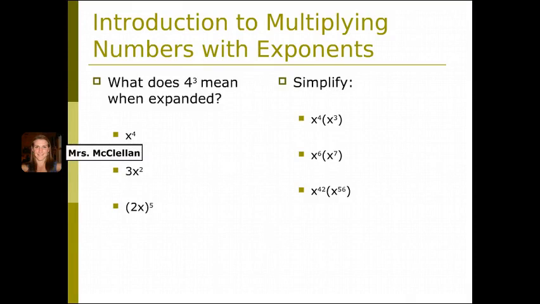Now we're going to talk about multiplying numbers that have exponents. As was said earlier in the lesson, an exponent tells its base to multiply itself that number of times. So what does it mean when I ask you to expand 4 to the 3rd power? Well, it means that 4 is multiplying itself 3 times. So again, it means 4 times 4 times 4.